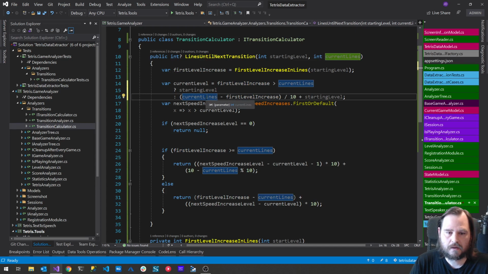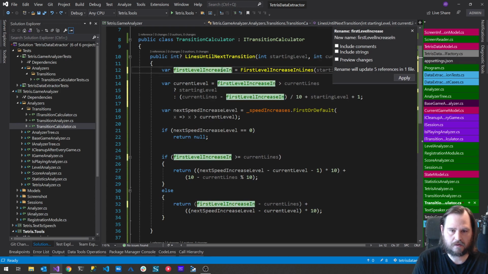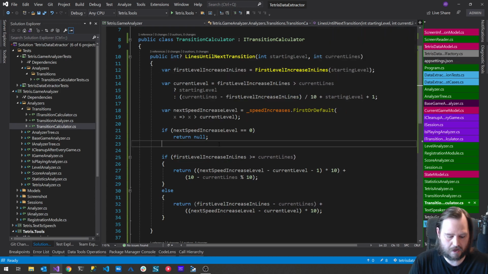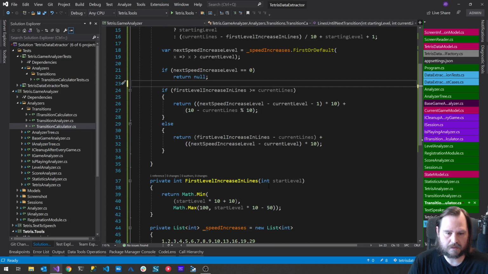So 125 minus 100 is 25. Divided by 10 in integer arithmetic is 2. Plus the starting level, 15, is 17. So we will have to add a 1 to that. So there we go. We've calculated the next speed increase level in lines. Okay, that's it. That's all we need to do.